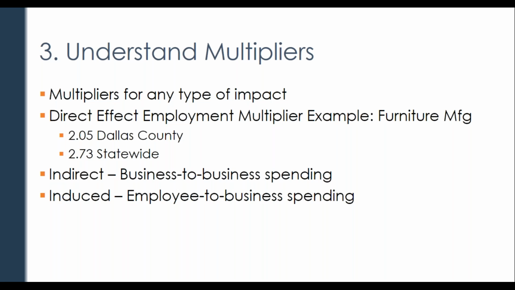Or probably more realistically, you want to capture what happens when those workers that are getting paid spend their money in the community as well. And so that's where you include the induced as well. So in my example, while it's not really stated, the 2.05 for Dallas County is inclusive of the indirect and induced activity. And so that's just some terminology to be aware of, as you might see the results broken out differently.